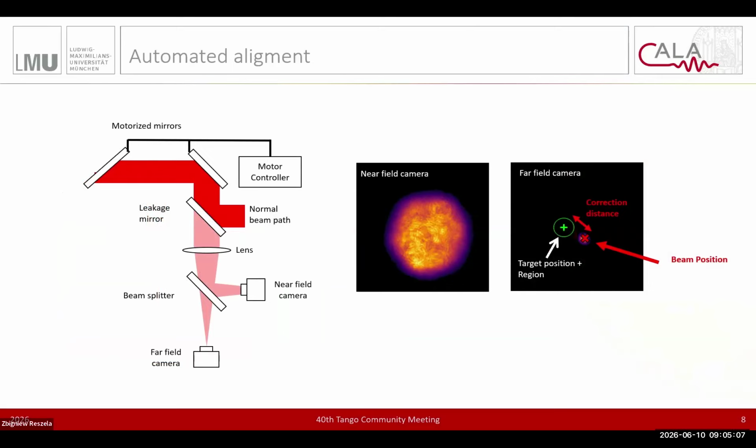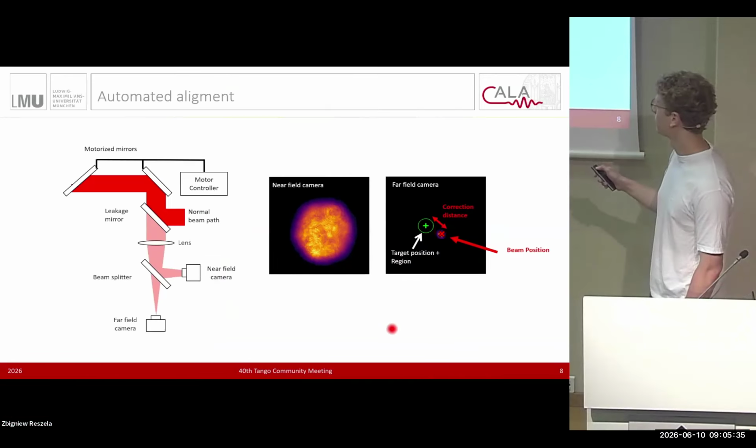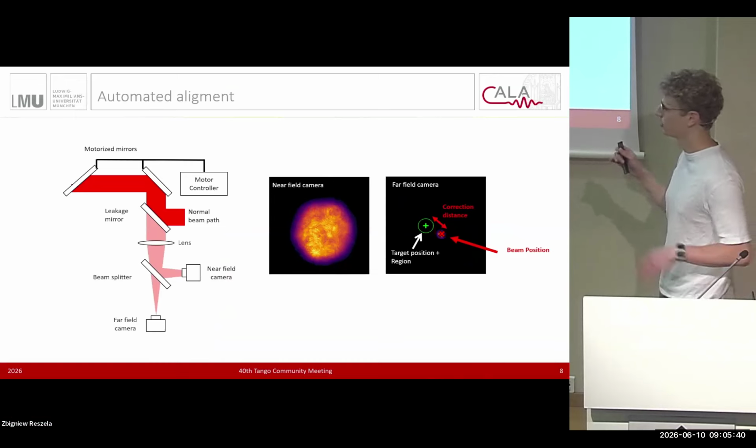Then we look at those 2 images. We calculate the position of the laser beam on this image, here with the red cross. Then we compare this position with our target position, where we want our laser beam to be. If the difference is bigger than a certain margin, which we call the target region, then we want to perform a correction movement. This means we calculate how much the motors need to move the motorized mirrors.